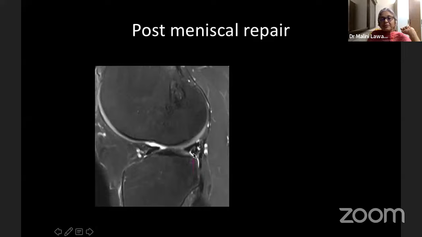Again, something like this is also still normal post meniscal repair. This is where it has been repaired. This little bit of defect-like thing inferiorly is fine. But you can see it's not fluid signal intensity. This is fluid. You don't have fluid signal intensity going in. So it's not a re-tear. This is a meniscal repair.